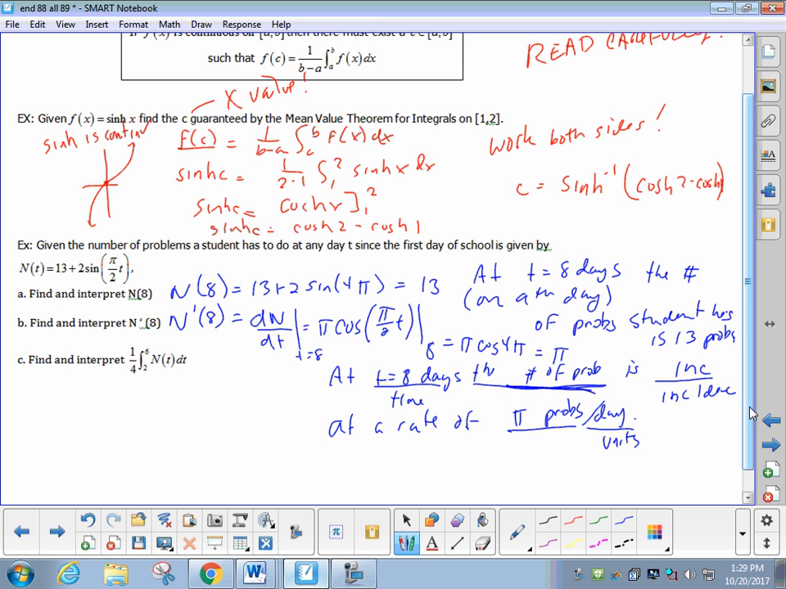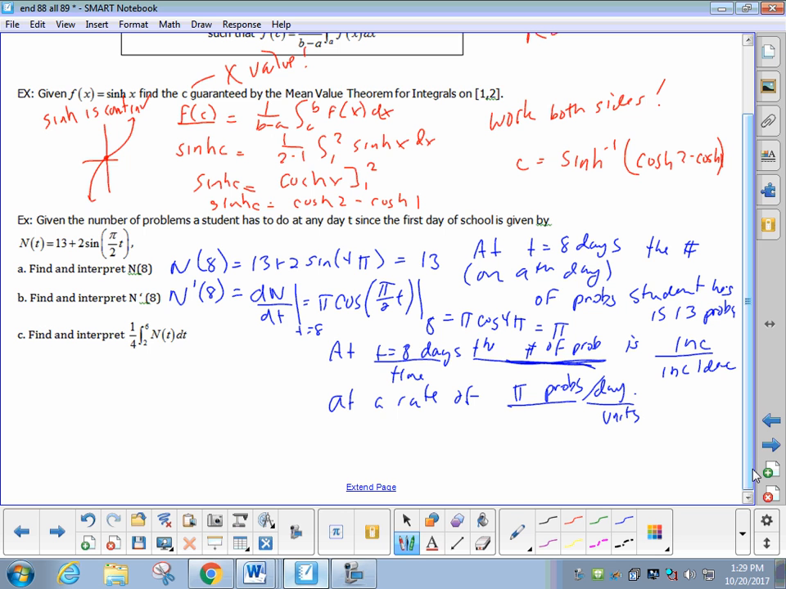Okay, now the part that relates to what we're talking about today, find and interpret that expression. Actually, let's forget the find. Let's just interpret, shall we? In the interest of time. What is it? Okay, so it's crucial that you interpret this as an average number, because if you try and in your mind think, well, if I took the antiderivative of number of problems, that doesn't have meaning. You have to look at it as an average value.